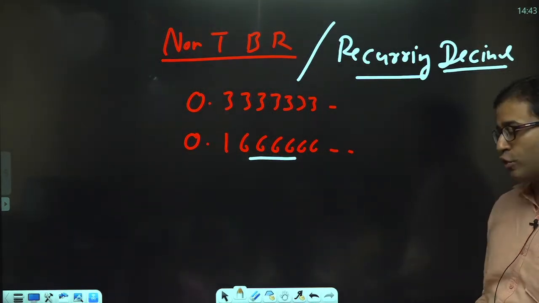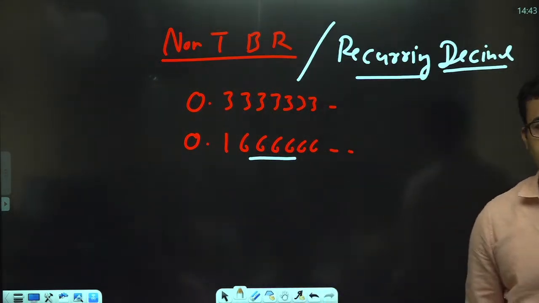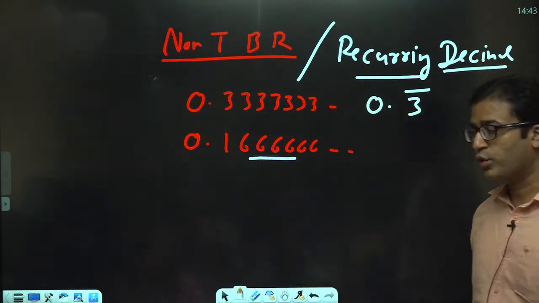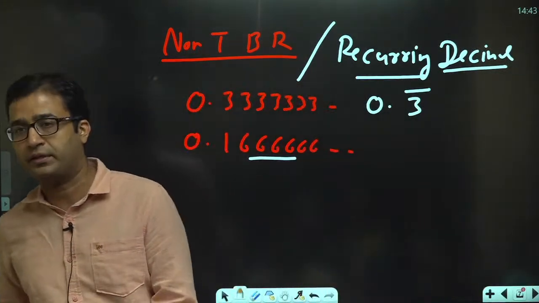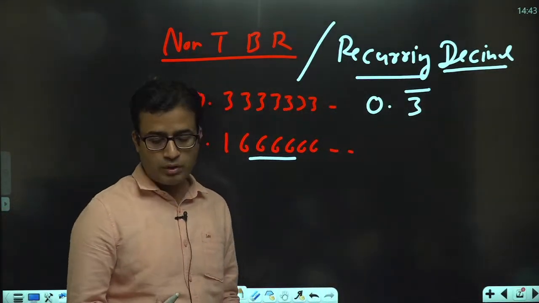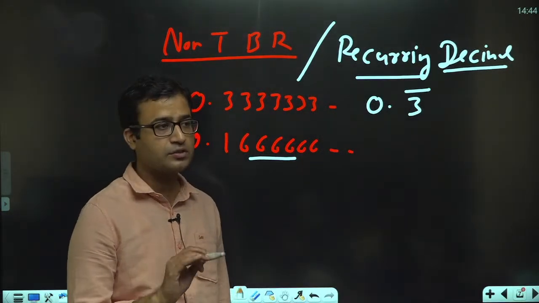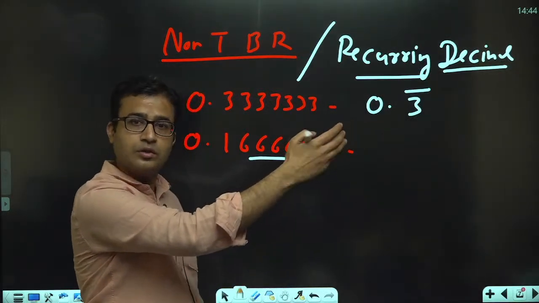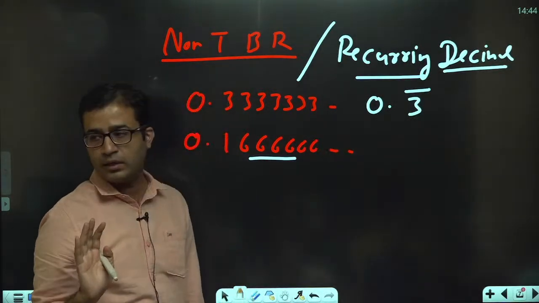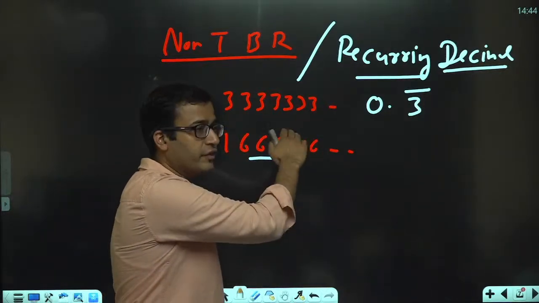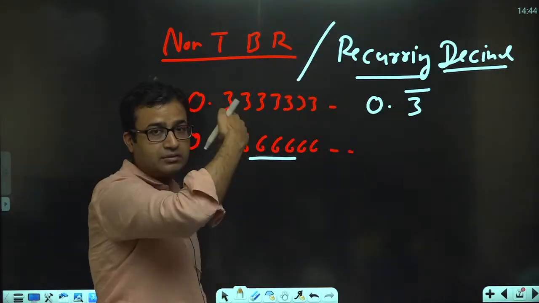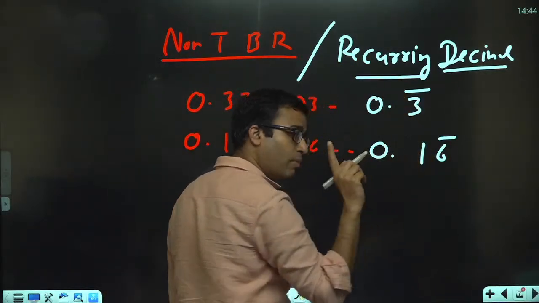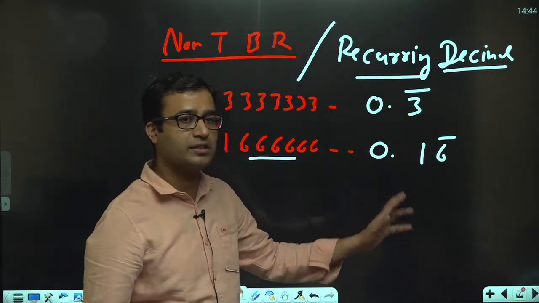Maybe you are able to recall school days. The teacher told you how we express it: 0.3 bar on 3. We put a bar on that digit which repeats. Because now I have this marker, but in school days our teacher used chalk and raised dust. How many times will he write 3? So here we have a shortcut. The mathematician said it is really difficult to write infinite 3s. So we express this as 0.16 bar on 6, because 1 is not repeating, only 6 is repeating.